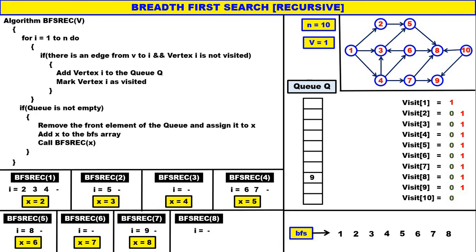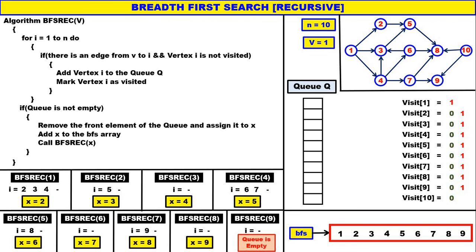Remove the front element of the queue, 9, and assign it to X. So X becomes 9 and 9 is added to the end of the BFS also. And now BFS REC of 9 recursively. Again, find out the vertices that are adjacent to 9. No vertices are adjacent to 9. That's all. Now check whether the queue is empty. Yes, now the queue has become empty. So when the queue has become empty, there is no recursive call, and this is our BFS.